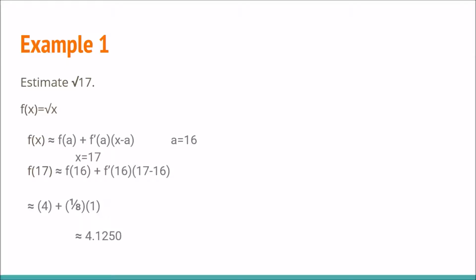The difference between 17 and 16 is 1. When we plug the values into our equation, we get the square root of 17 as approximately 4.1250. The actual value is 4.1231, so we're pretty close.